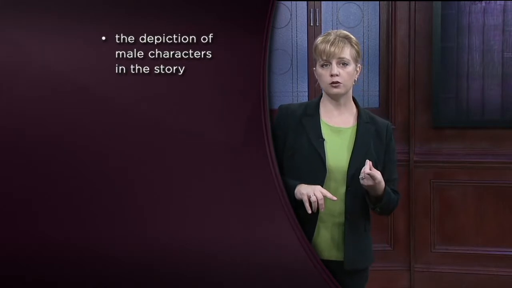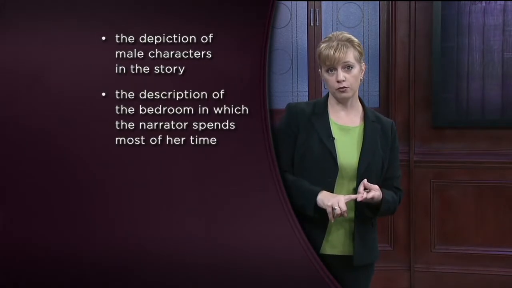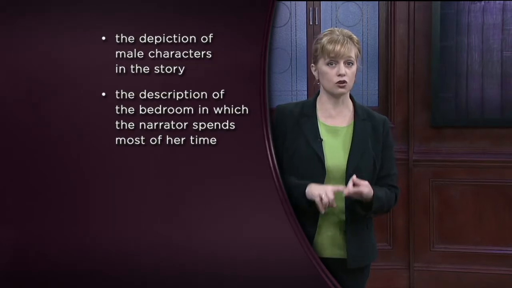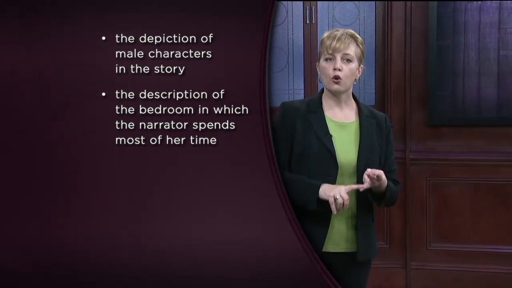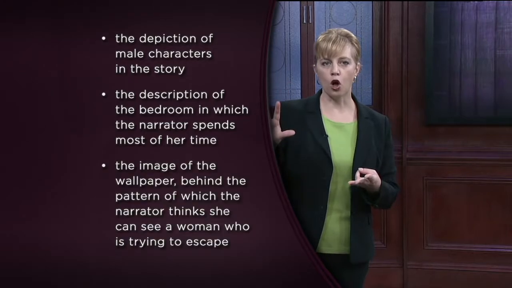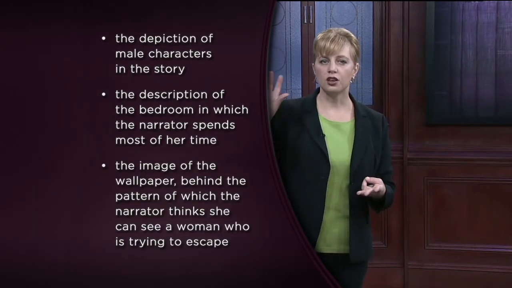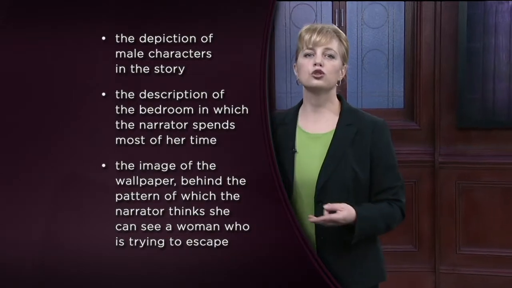And if you recall from our editing exercises in the last lecture, we decided that we would try and identify 3 points that work to support a main claim about gender inequality in this story. And those 3 points were the way the male characters in the story are depicted, the way the bedroom in which the narrator spends most of her time is described, and then the 3rd point would be something to do with the image of the wallpaper, behind the pattern of which the narrator thinks she can see a woman who's trying to escape. So what we should do now is try and put those details into the thesis statement.